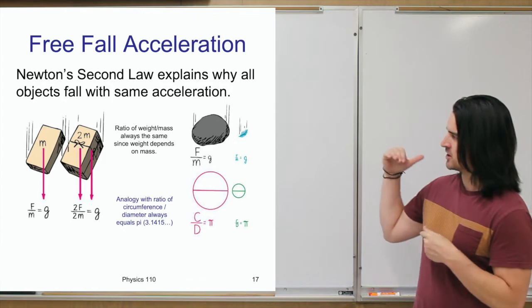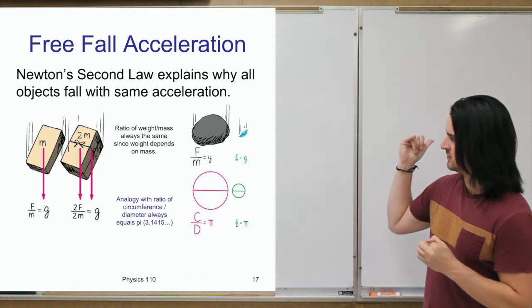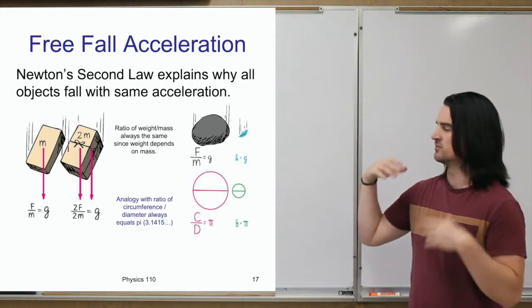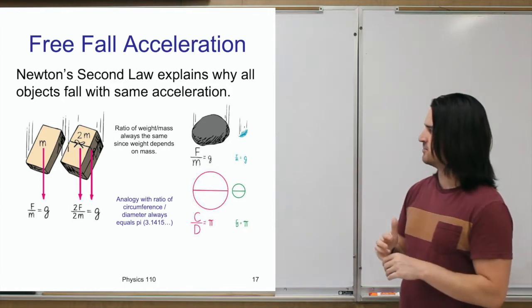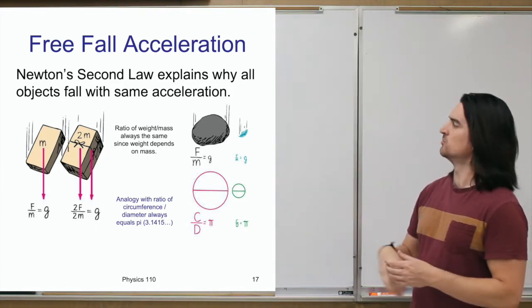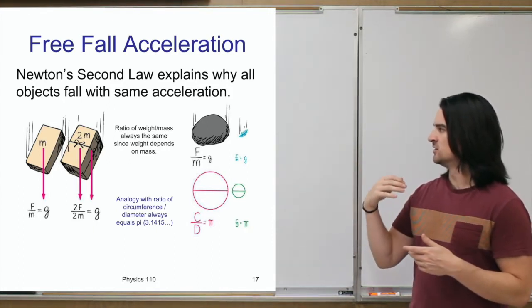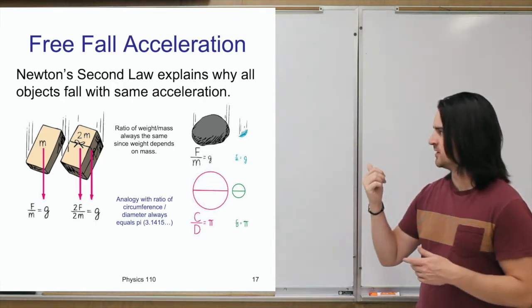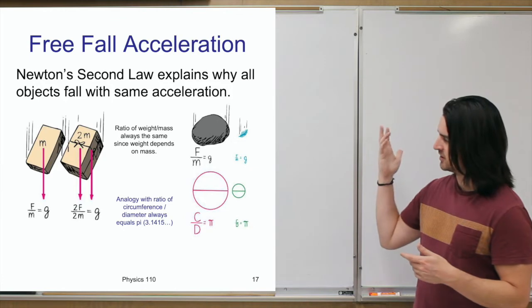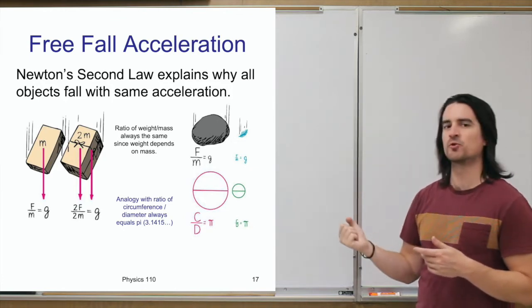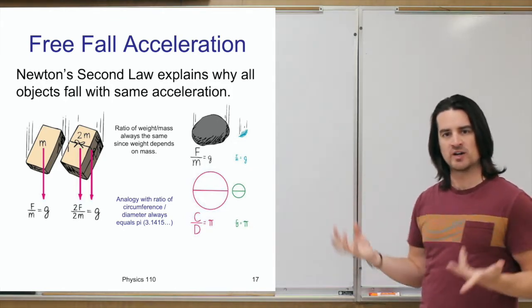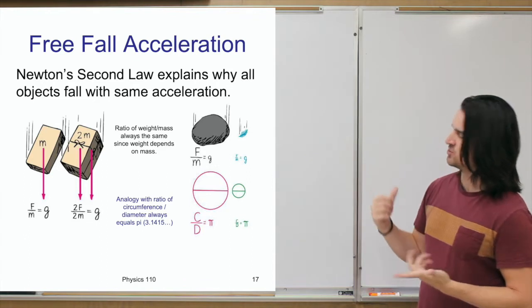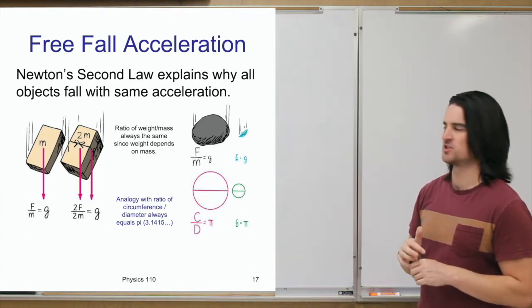So in a sense, it really comes down to the ratio of the force on the object, the weight of the object, and its mass that will tell you the acceleration the object is going to experience. But if you're doubling the mass of the object, then you're doubling the force on that object. So you're doubling the weight of that object, which means you get the same gravitational acceleration in the end.